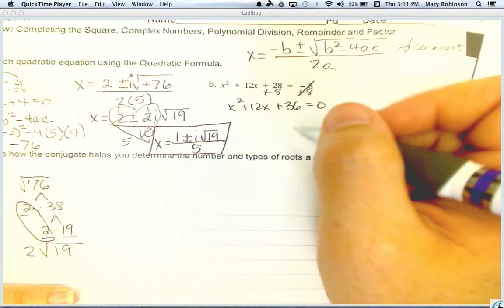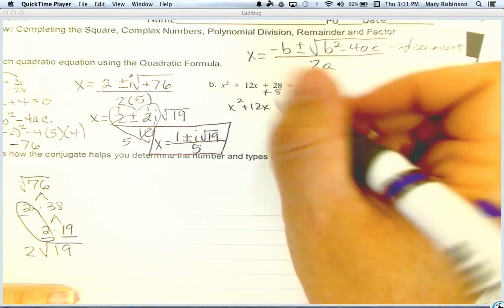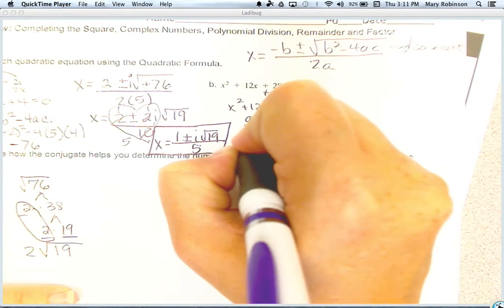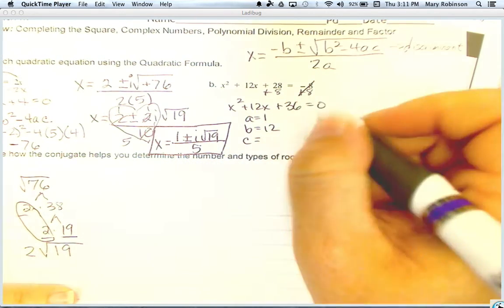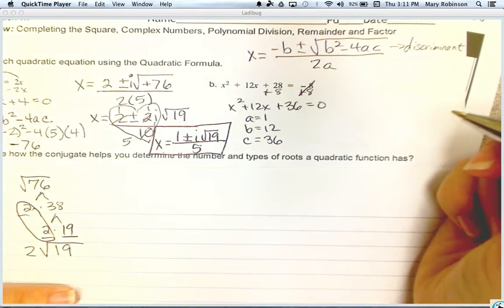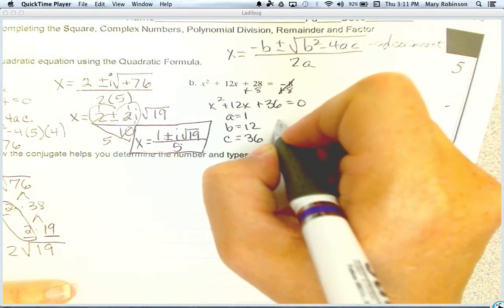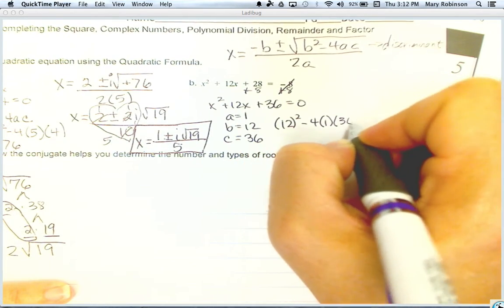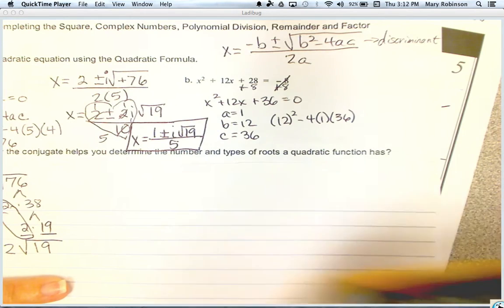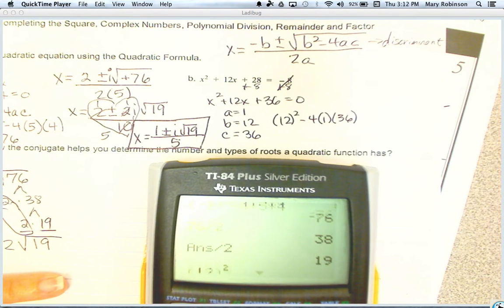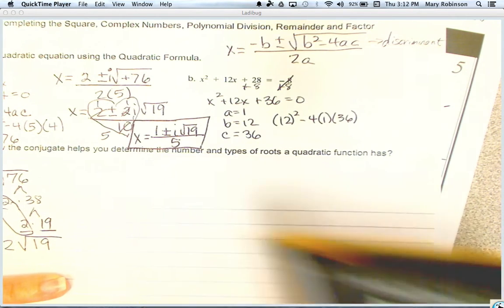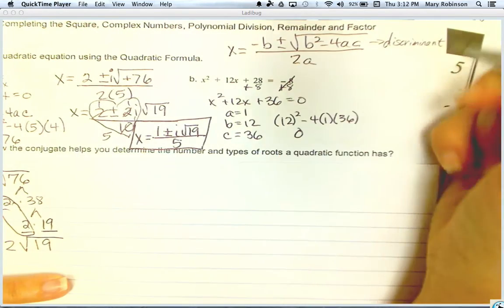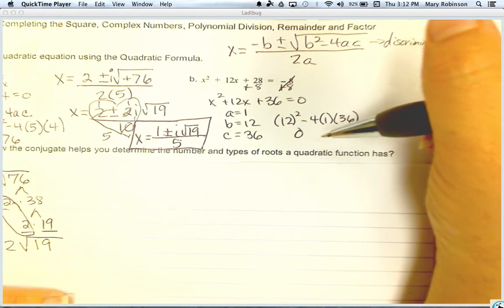And then for using the quadratic formula, identify that a will be 1, b is 12, and c is 36. To find the value of our discriminant first, b squared minus 4 times a times c. When we type that in our calculator, we get 0. So with the discriminant of value 0, that should tell us something really important.